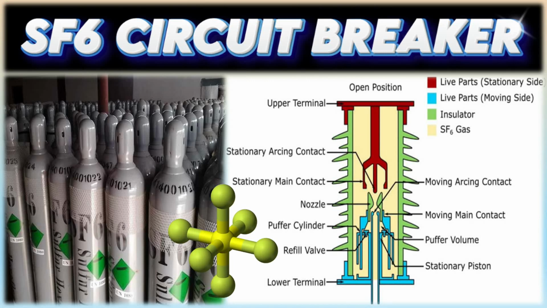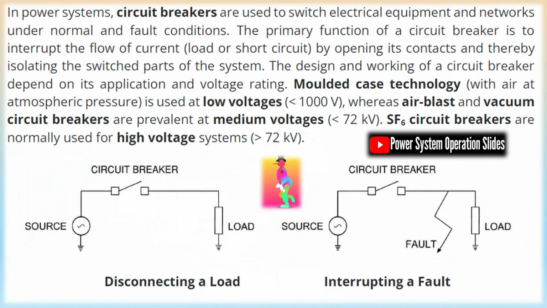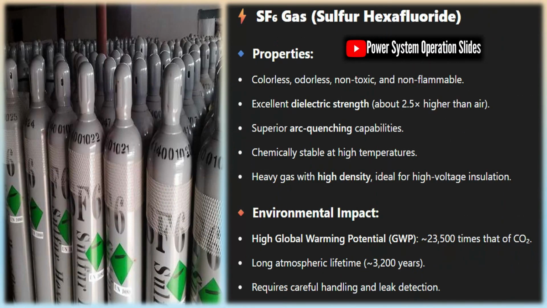In power systems, circuit breakers are used to switch electrical equipment and networks under normal and fault conditions. The primary function of a circuit breaker is to interrupt the flow of current, load, or short circuit by opening its contacts and thereby isolating the switched parts of the system. The design and working of a circuit breaker depend on its application and voltage rating.